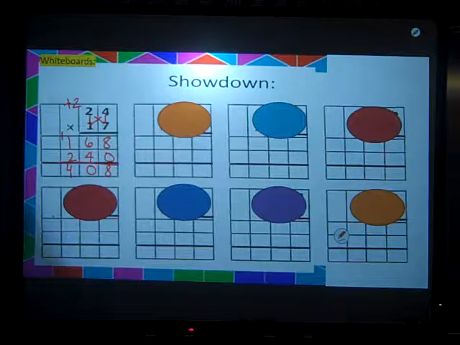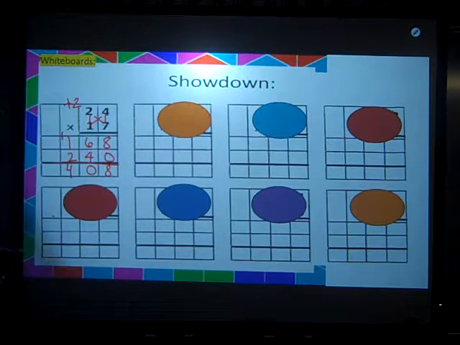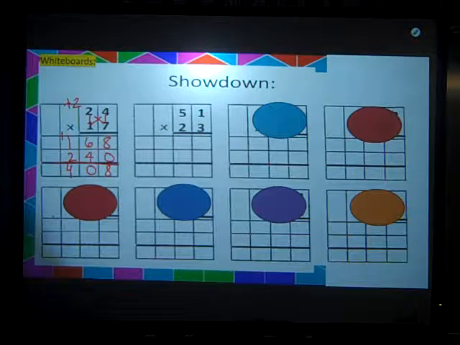So, the first one done will stand up and they'll share their answer while everybody else continues. Ready? Next question. Skip a row. Next question and go. 51 times 23.